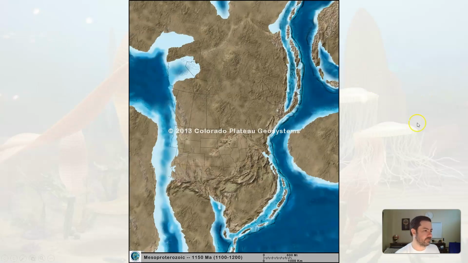So let's look at some images here. This is 1.15 billion years ago, so right in the middle of that time frame. Here's North America. You can see this is where Arizona is now. When I show you pictures like this, it's kind of misleading, and I'll show you the difference. Just because North America is like this now with Arizona down here doesn't mean that's how it always was.